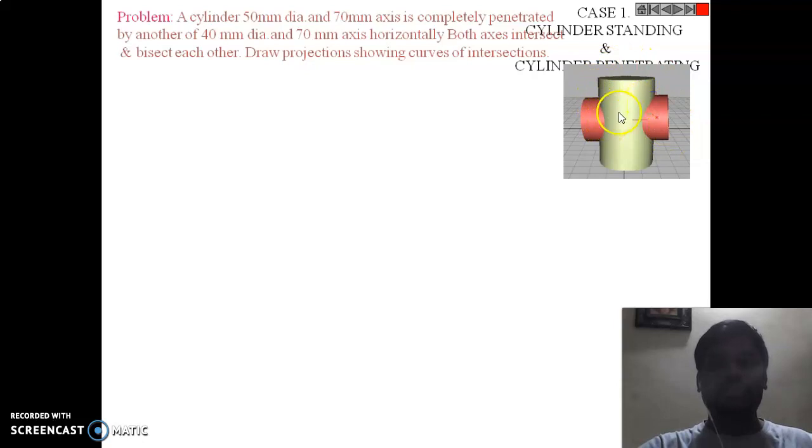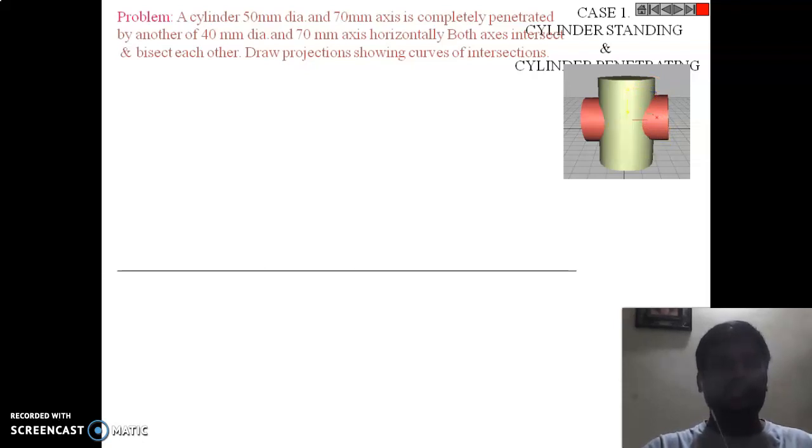Dear students, if you look here, both are cylinders. When one cylinder is penetrated by another cylinder, what is the intersection at the solid surfaces? It is a curved surface of intersection. Let's look into the answer, how we are supposed to draw this.